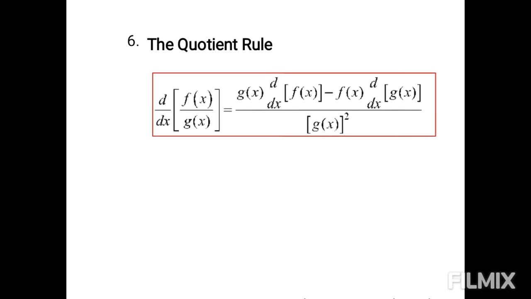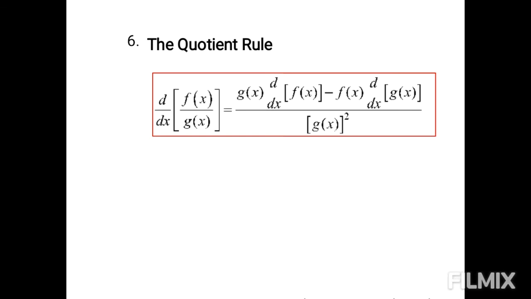So let's see how the rule goes. The derivative of a quotient of two functions is the fraction whose numerator is the denominator g of x times the derivative of the numerator f of x, and then minus the numerator f of x times the derivative of our denominator g of x, and then our overall denominator will be the square of the given denominator. That's why we have g of x squared here.